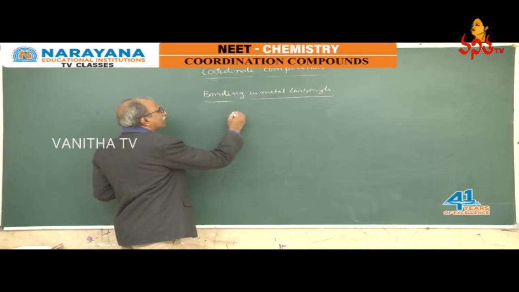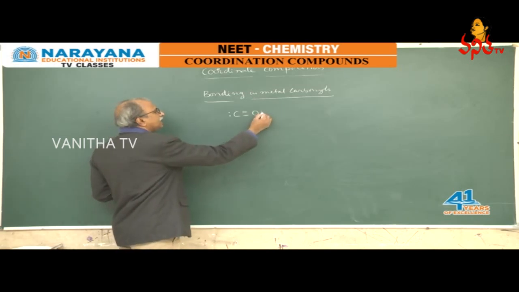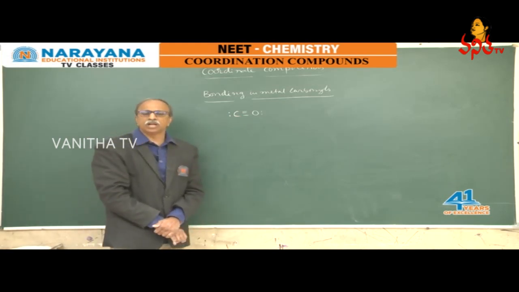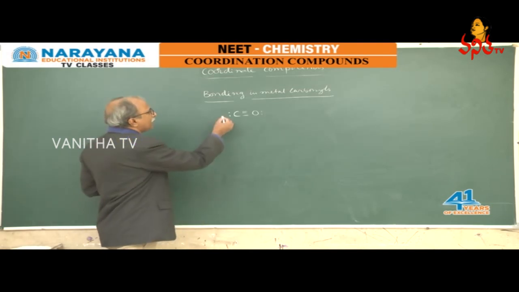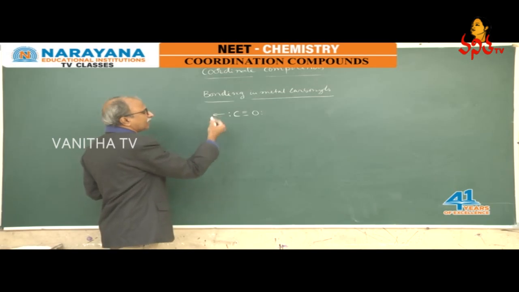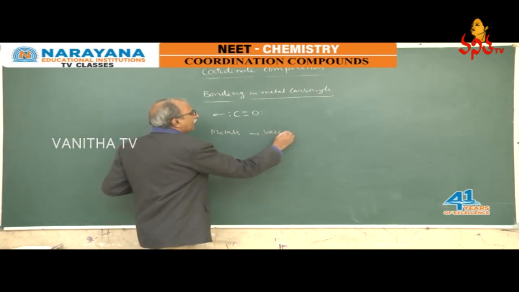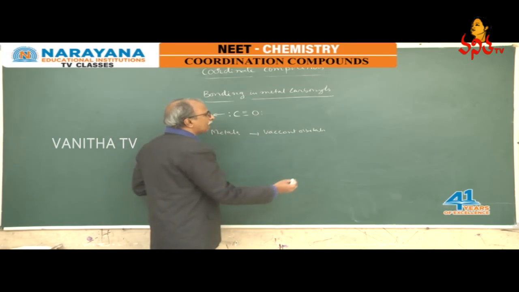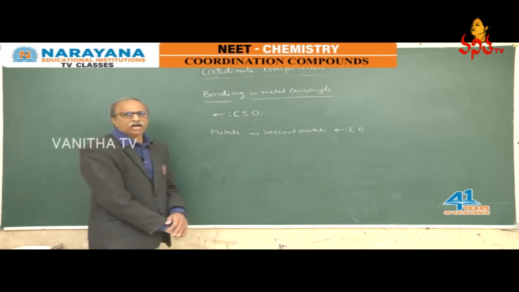The carbon monoxide Lewis dot structure is this one: a triple bond is present between carbon and oxygen, and a lone pair is present over the carbon. Therefore, carbon monoxide acts as a ligand by donating this lone pair of electrons. Whenever metals having vacant orbitals are there, these vacant orbitals accept the electron pair from carbon monoxide.